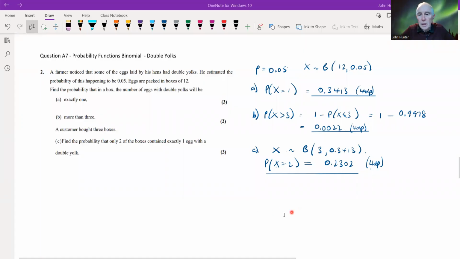Okay, this is a short video with a worked example on probability functions, in particular the binomial distribution. Nice example illustrating how we use the binomial. And this one is about double yolks.